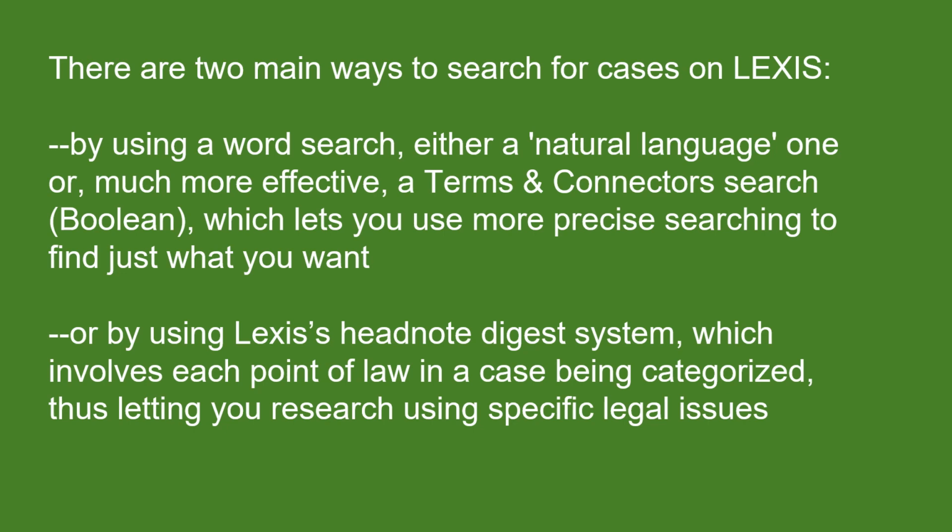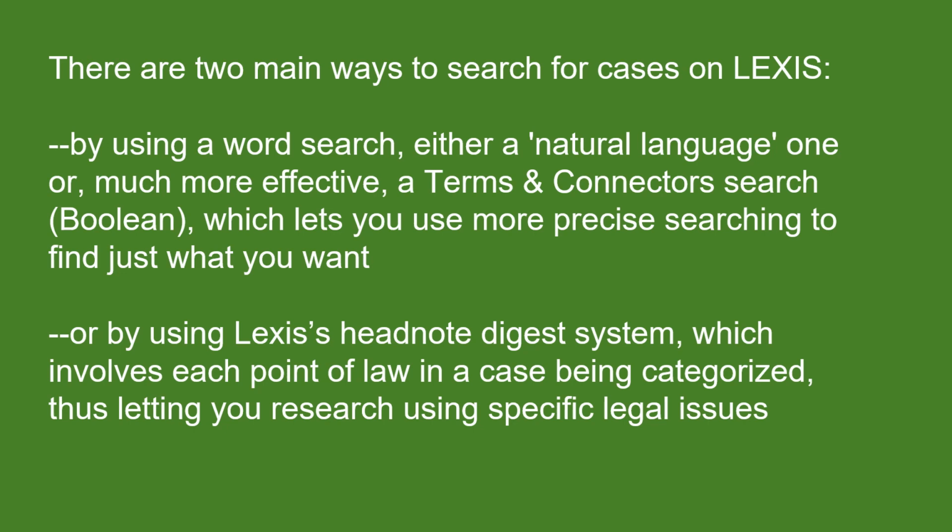So you can use things like and, or, within so many words of each other, those types of connectors that will let you give a more refined approach to what it is that you're trying to find. You also can use Lexis's headnote digest system, which involves using each point of law in a case being categorized, the numbers for those, or the paragraphs that specifically set out what those are. You can narrow a search by using those particular points.